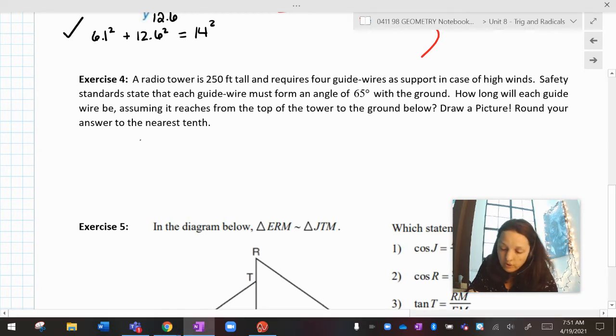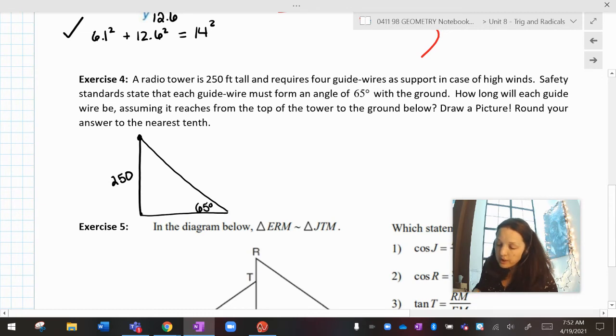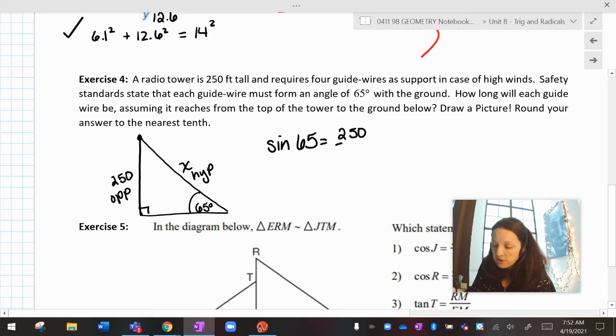All right, so here's our radio tower, is 250 feet tall, and it has to have 4 guide wires. So if a guide wire goes from the top of the tower to the ground, and it makes a 65-degree angle with the ground, and I want to know how long each guide wire is going to be, that would be my diagram. And so from the perspective of 65, this is the opposite. That is the hypotenuse. So that's sine 65 equals 250 over x.